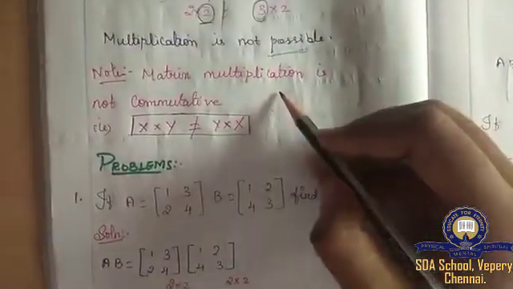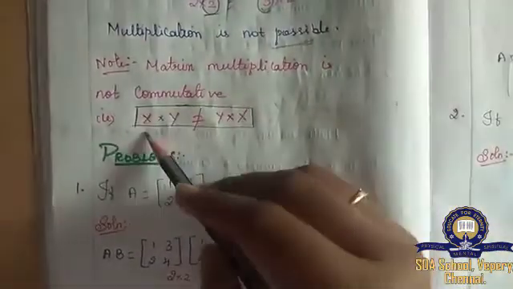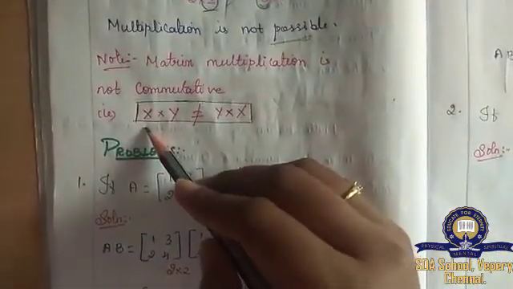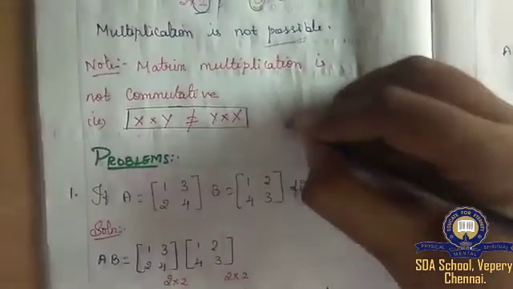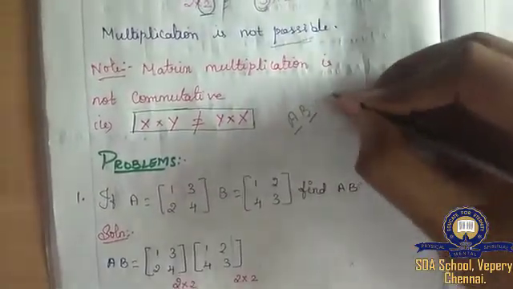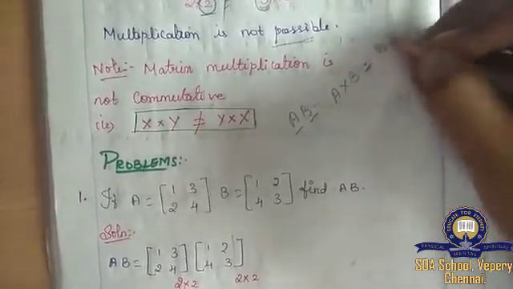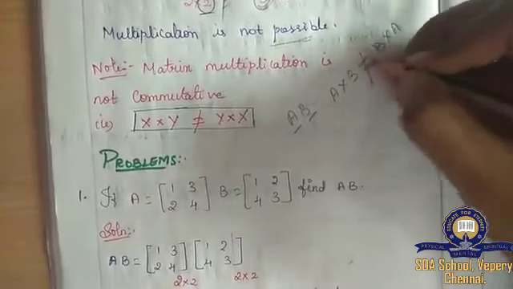So let me conclude by showing one important property, that is the commutative property. If you take any two matrices A and B, so this is matrix A and this is matrix B, we have to check whether A cross B is equal to B cross A.